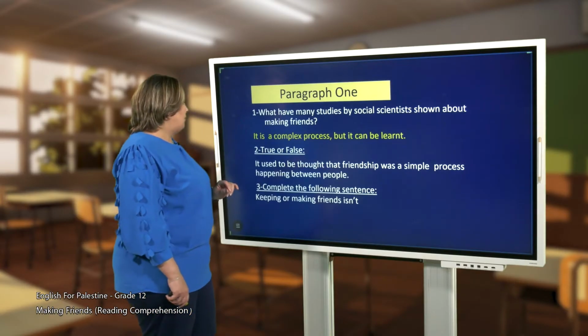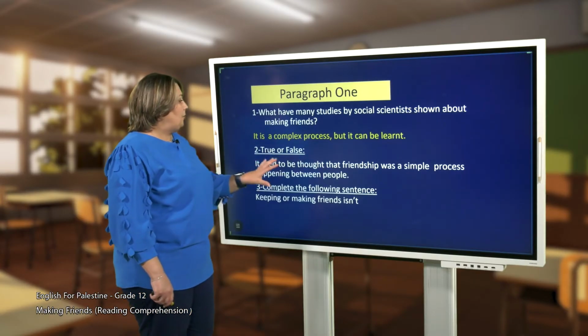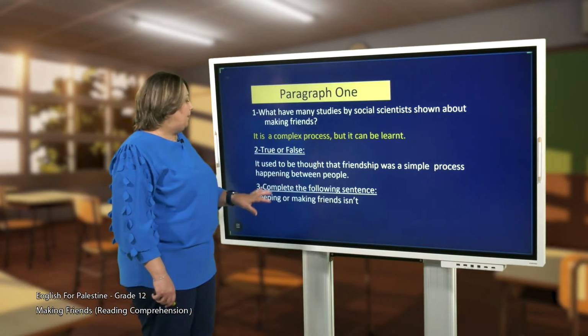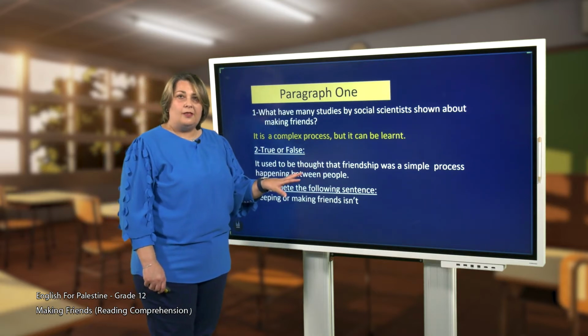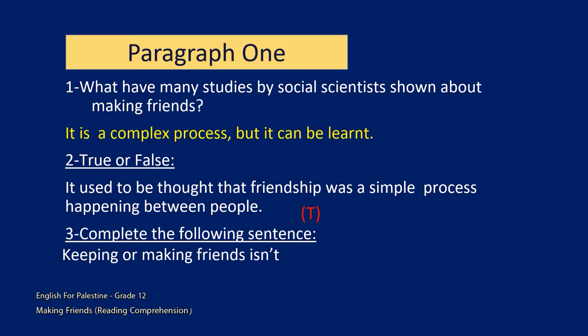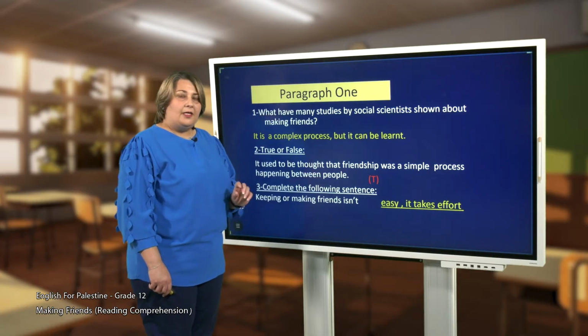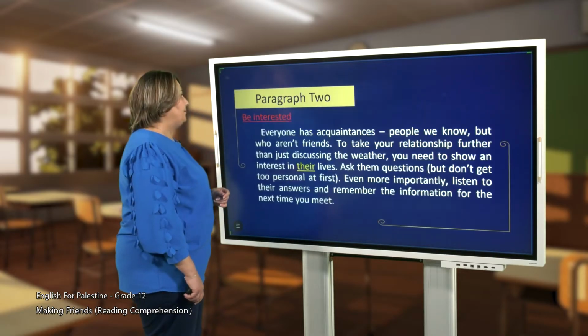Excellent. Number 2, true or false? It used to be thought that friendship was a simple process happening between people. What do you think the answer is? Yes, it is. It is true. Very good. Now, complete the following sentence. Keeping or making friends is not what? Yes. It's not easy, it takes effort. Excellent. Now let's move to the second part.